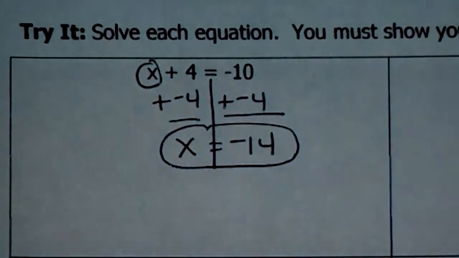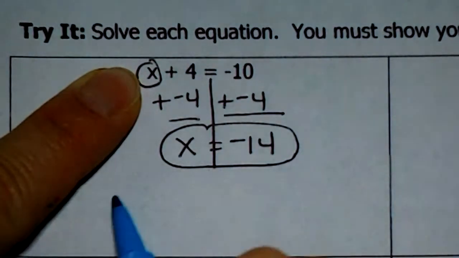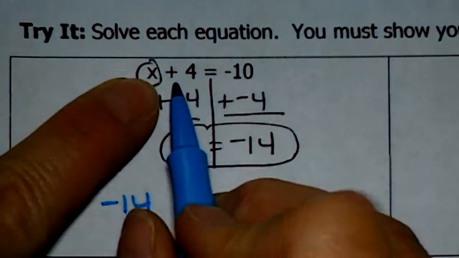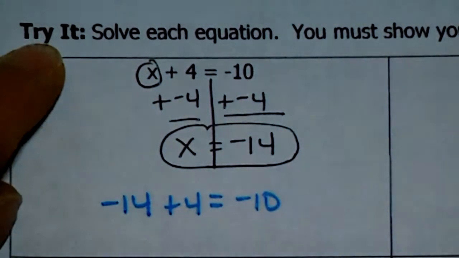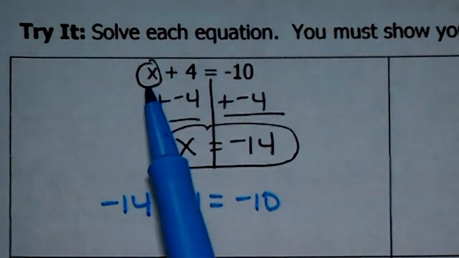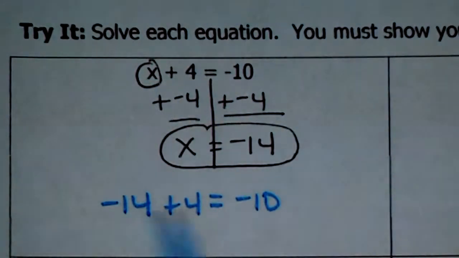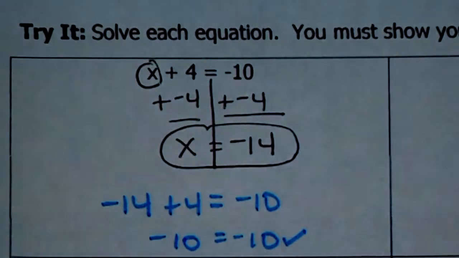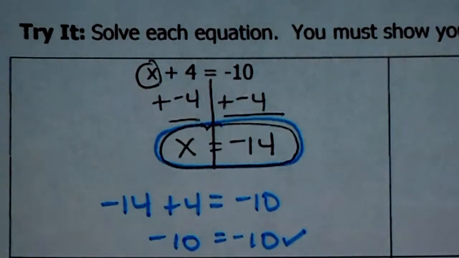To check to make sure that it's right, and this is step 3, substitute it back in. If we're saying that x is -14, then when you take -14 plus 4, you should get -10. So all we're doing is we're replacing x. We're substituting, just like we did in chapter 1. We're replacing x with what we said x is and making sure that it's true. And -14 plus 4 is -10, and -10 equals -10, so we know that we're right. X does equal -14. That's how easy it is to check your equations.